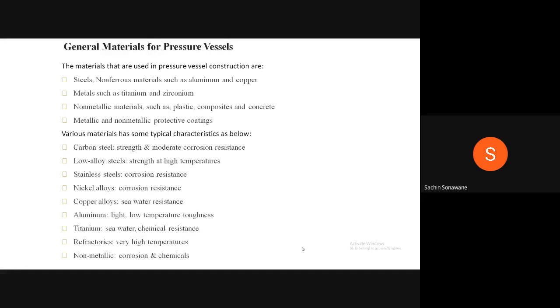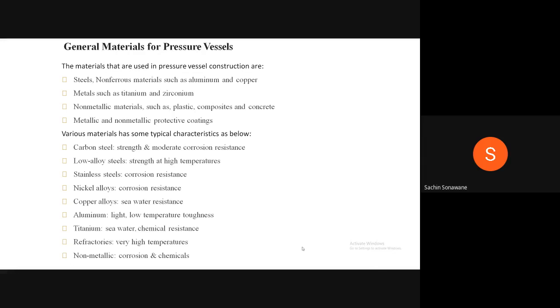General materials used for the pressure vessels: steels, non-ferrous materials such as aluminum and copper, metals such as titanium and zirconium, non-metallic materials such as plastic, composites, and concrete, metallic and non-metallic protective coatings.